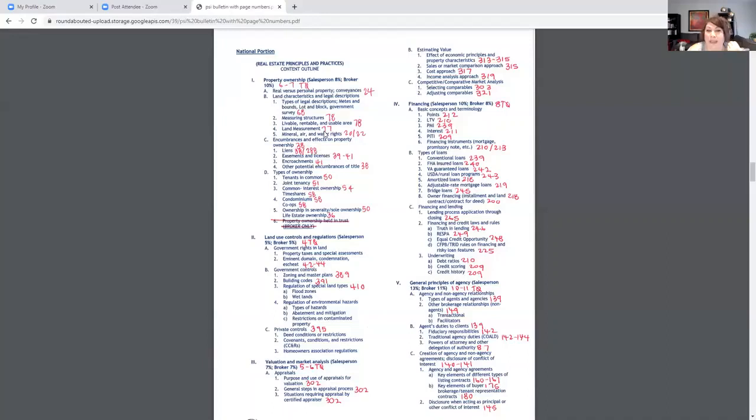Then there are 3 types of land descriptions: metes and bounds, lot and block, and government or rectangular survey. And I would know the definitions of all 3 of those. Metes and bounds is what they use with the original 13 colonies. It uses a point of beginning or a monument as its beginning point.